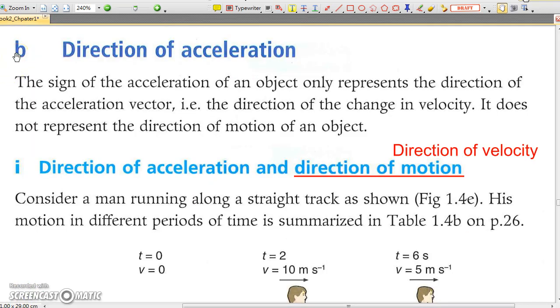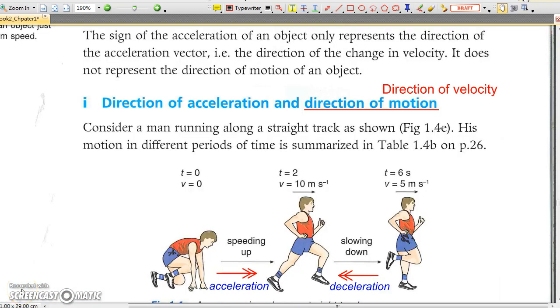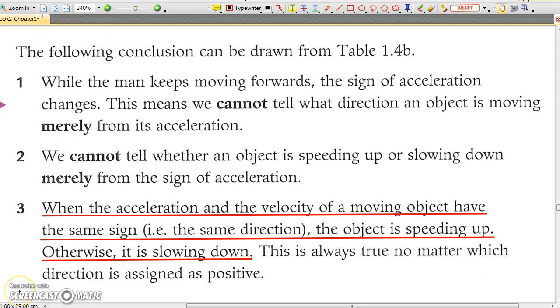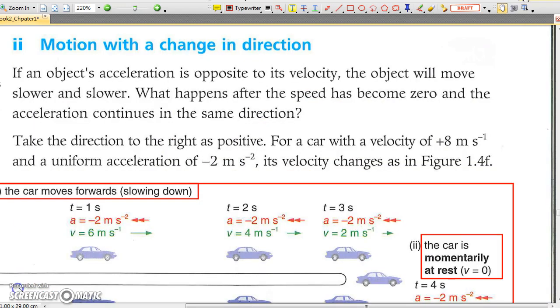B. Direction of acceleration. 1. Direction of acceleration and direction of motion. The direction of motion is the direction of velocity. As you may have learned from your last assignment, question 20 on page 45, when an object speeds up, its velocity and acceleration are in the same direction, while when the object slows down, the acceleration and velocity are in opposite directions. In other words, the direction of acceleration alone does not tell whether the motion is speeding up or slowing down. We must also know the direction of the velocity at that time.